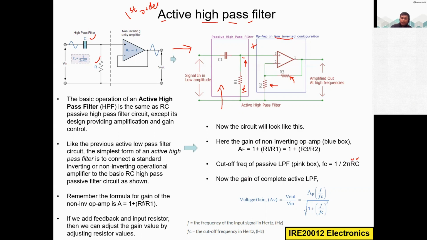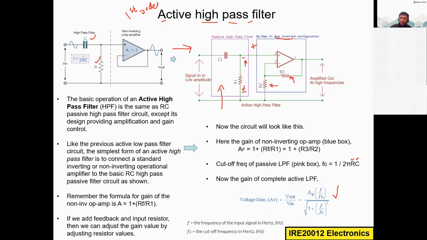So now what is the gain of the complete filter? This is the formula. That is why I asked you to write it down in your notebook. So this is the formula for the active high pass filter gain. It is equal to AF times F divided by FC, divided by the square root of 1 plus (F divided by FC) whole square. So this is the formula you have to remember for the active high pass filter. For the active low pass filter, we have a totally different formula.